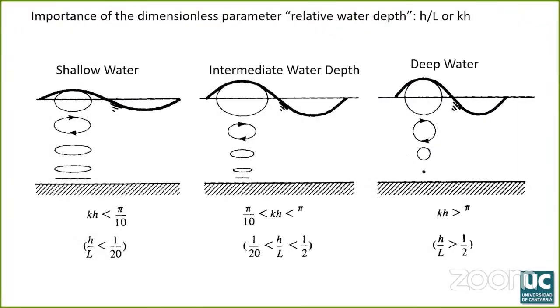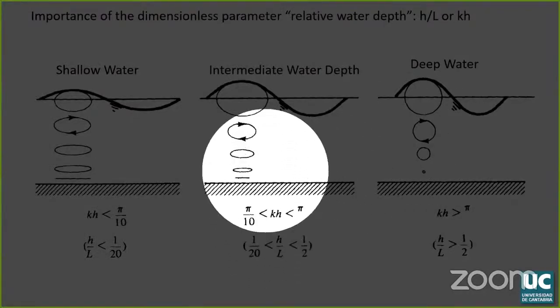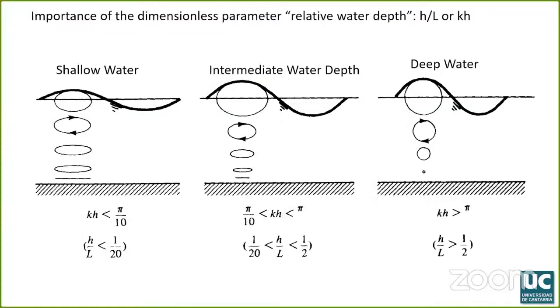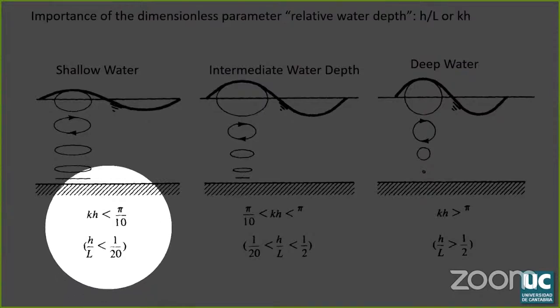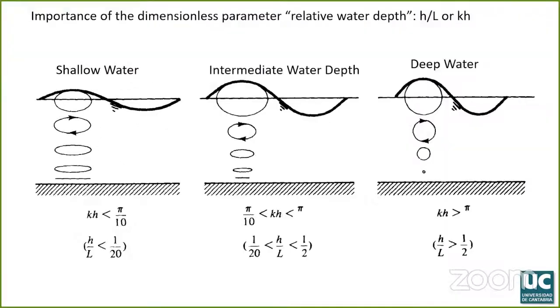When h over L is between a half and 1/20th, waves propagate in intermediate water depth. In this case, their effect reaches the bottom with a vertical damping. Finally, when h over L is smaller than 1/20th, waves propagate in shallow water. The effect reaches the bottom homogeneously. These waves are named long waves and will be analysed in the following section.